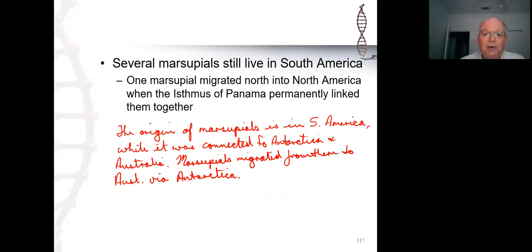Marsupials continued to thrive in South America for some period of time, but when South America finally linked up to North America through the Isthmus of Panama, placental mammals migrated down out of North America, where they had originated along with Europe and Asia and to some degree Africa.